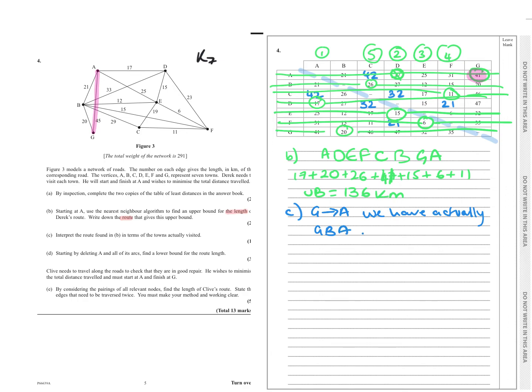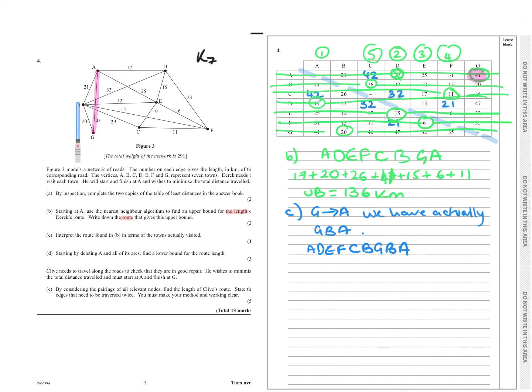Now, how we write that down to get the marks, in the mark scheme, you literally just get the mark for writing A, D, E, F, C, B, G, B, A. So just to know that they know and you know that you understand that even though we're visiting G to A, what we're actually doing is we're going GBA, because 45 is G directly to A.